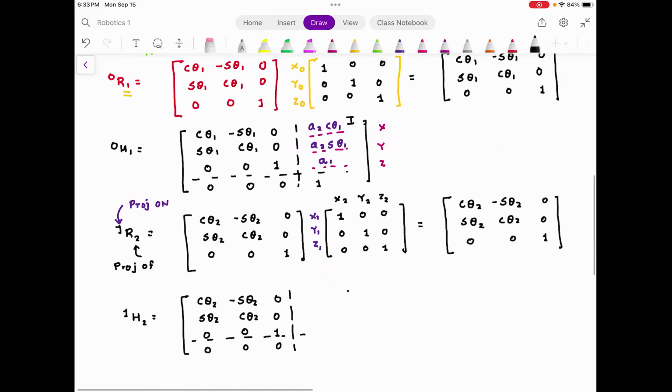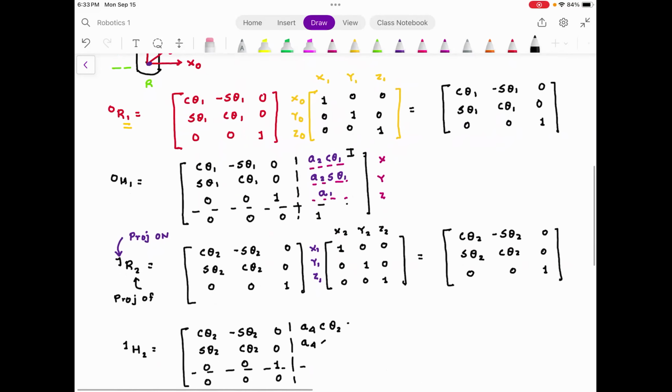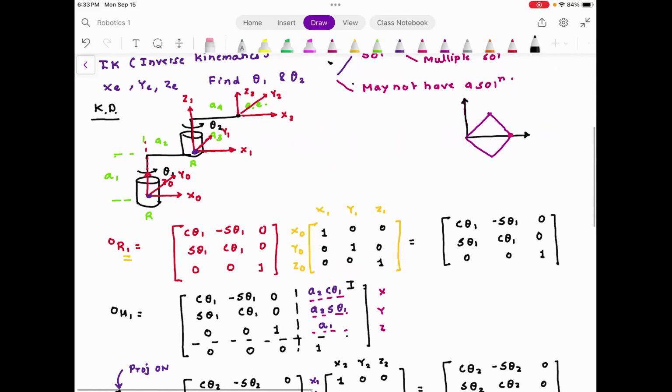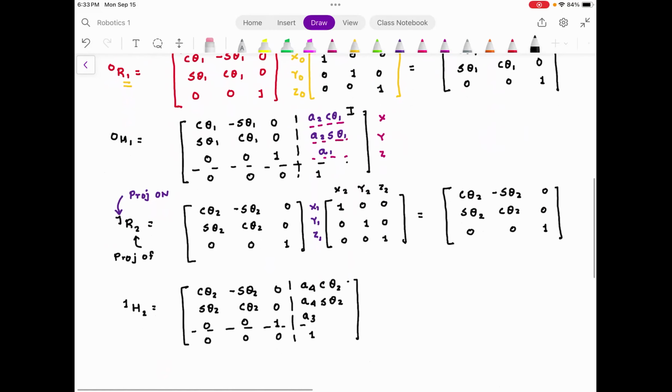But this is going to become A4 cosine theta 2, A4 sine theta 2, and then you have A3, and you have 1. Do you agree with me? A4 cosine theta 2, A4 sine theta 2, and A3.